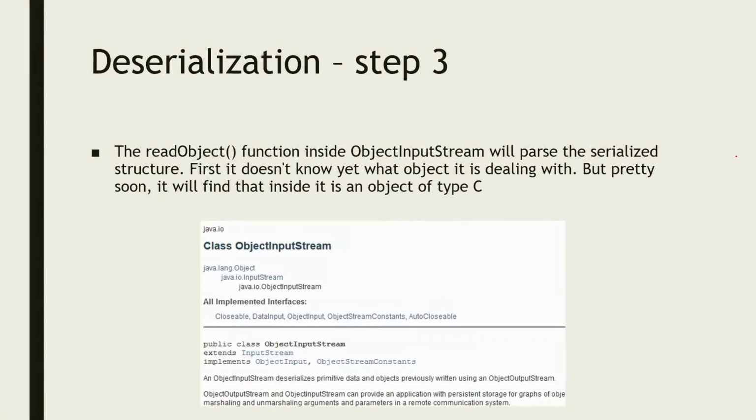The readObject function inside ObjectInputStream will parse the serialized structure. First, it doesn't know yet what object it is dealing with. We were not able to say, here's an object of type C. But pretty soon it will find out that it is an object of type C because of the class description at the top of this serialized object, which we looked at using SerializationDumper.